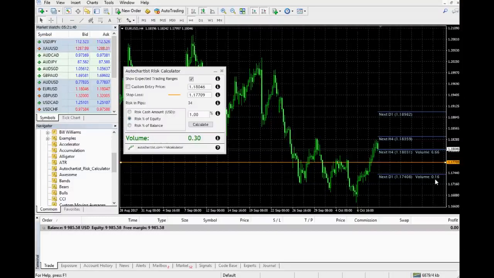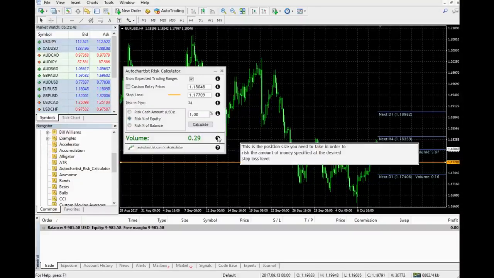If you ever get confused about what each of the fields in the control panel mean, just hover your mouse over the information icons and you'll get a clear and simple explanation on each field.